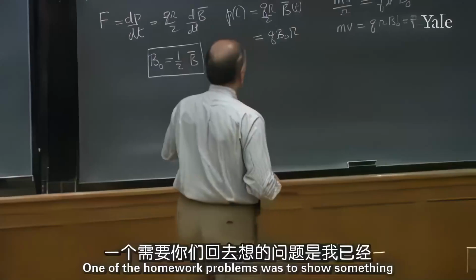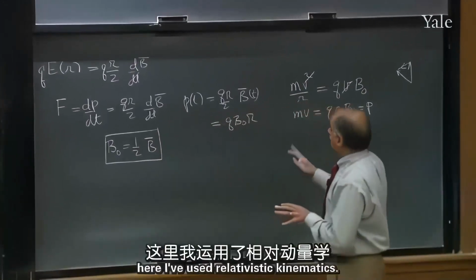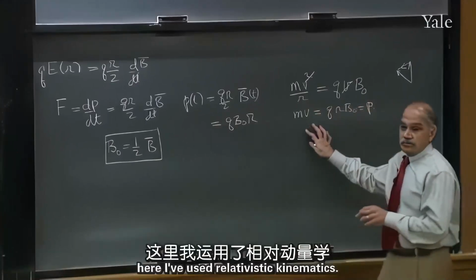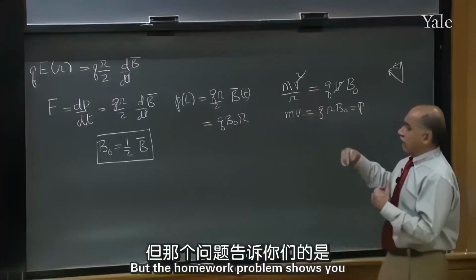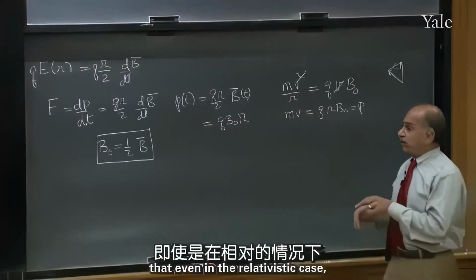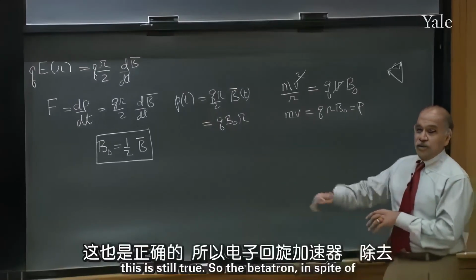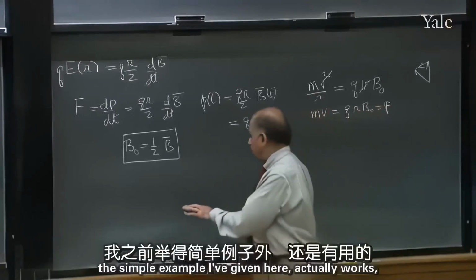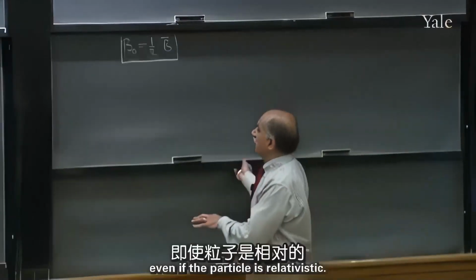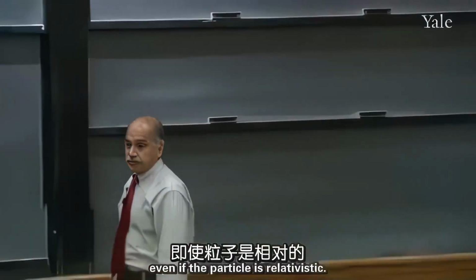One of the homework problems was to show something I made a big deal about, namely, here I've used relativistic kinematics. Momentum is mv, the force to the center is mv squared over r, but the homework problem shows you that even in the relativistic case, the momentum is mv divided by all of that, this is still true. So the Betatron, in spite of the simple example I've given here, actually works, even if the particle is relativistic.